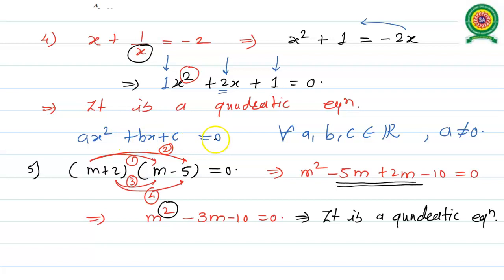in general we have the variable x. Now in this question we have the variable m. So the coefficient of m square is not given, means a is 1. The coefficient of m is minus 3, it is b. And c becomes the constant, that is minus 10.